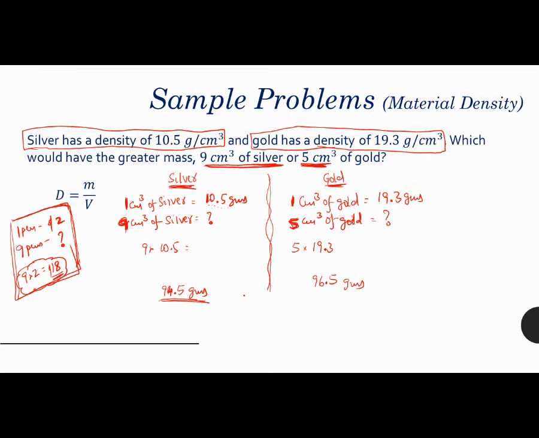So I see that 94.5 grams is smaller than 96.5, right? Therefore, what does it mean here? So 9 cubic centimeters of silver weighs less than 5 cubic centimeters of gold. That means gold is heavy. I mean, it does not mean heavier here. When you check the density, please look at the density: the gold density is higher. Therefore, even if you take 5 cubic centimeters, it is still weighing heavier than silver.